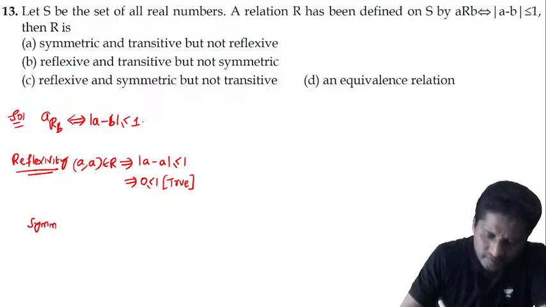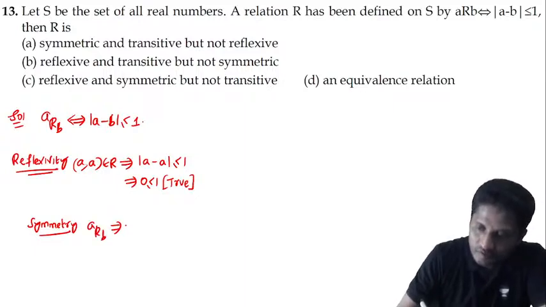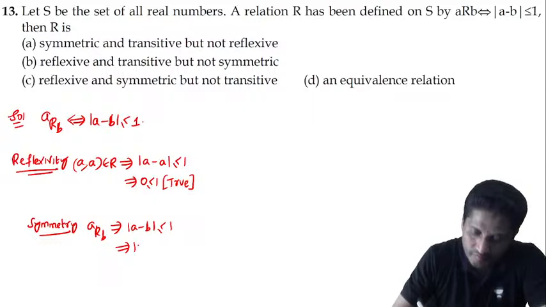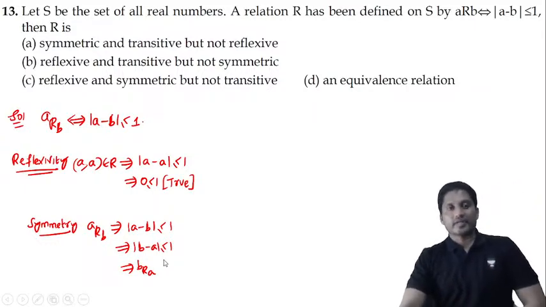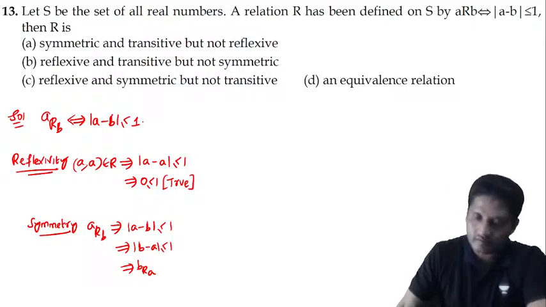Suppose symmetry: A related to B implies that modulus of A minus B is less than or equal to 1. Mod of A minus B is less than or equal to 1. Obviously modulus of B minus A is also less than or equal to 1. This implies that B is related to A. A related to B should imply B related to A. Obviously it is symmetric. Okay, transitive.